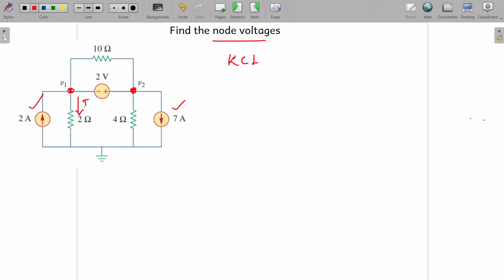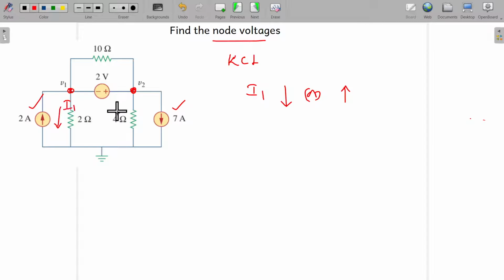We can choose it like this, I1, or you can also go for the direction like this. While marking the current, you can choose any arbitrary direction. What is the meaning of it? You can mark the I1 current either in the downward direction or in the upward direction. You can choose any one of them. Both will give you the same answer, the same solution. I usually prefer to have this current flowing downward.